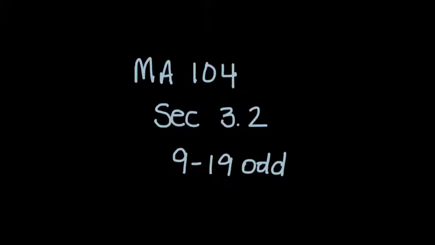This is section 3.2 of MA 104, numbers 9 through 19 odd. For number 9, we're asked to find quite a bit of information about the function f. The first thing that we're asked to find is the domain.